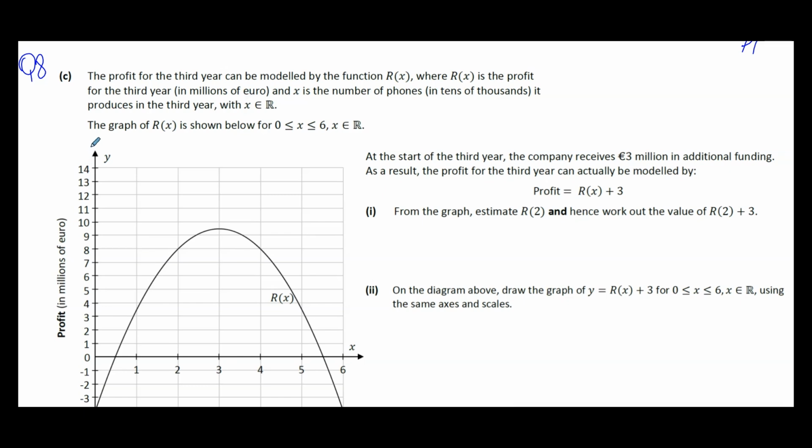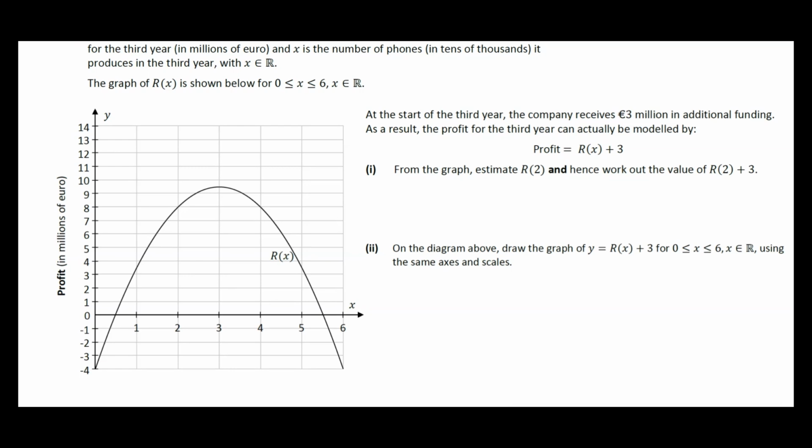So on one axis here we have profit, and here we have number of funds. And we have the graph of R. We don't have a function given, but we can see it's a graph of R for the value of x being between 0 and 6. Okay, so what do we need to do?